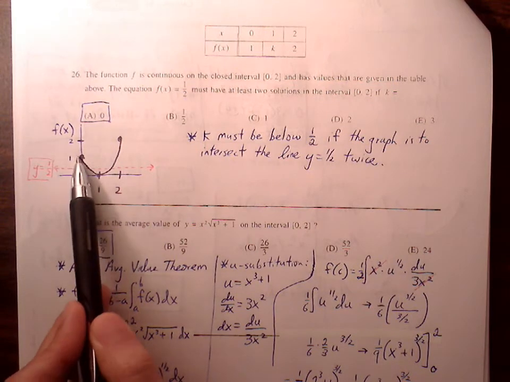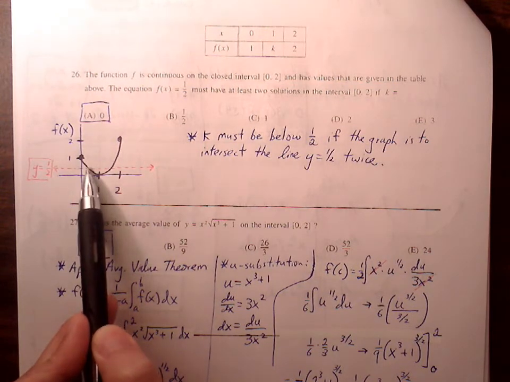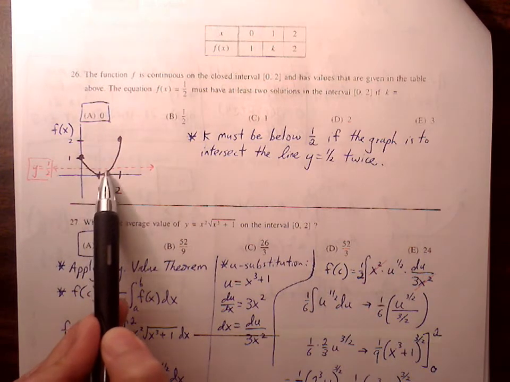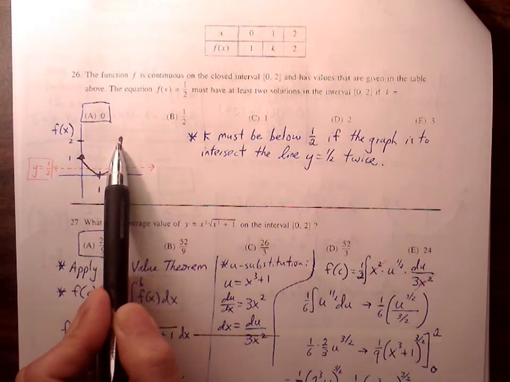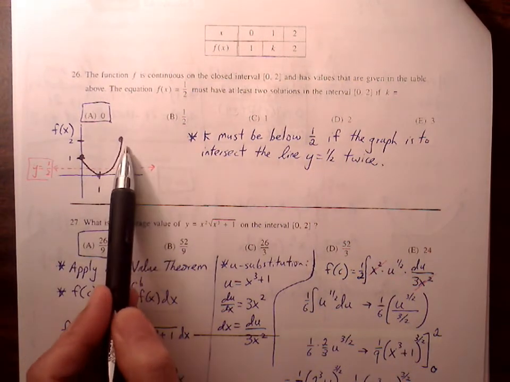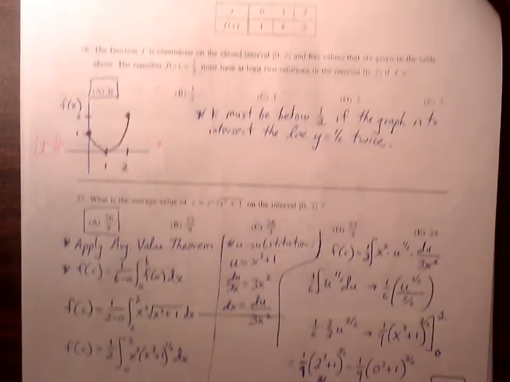That will ensure that we cross 1/2 to get to 0, and then we cross 1/2 again to get to 2. Number 27, what is the average value?